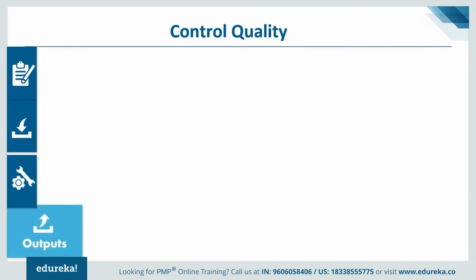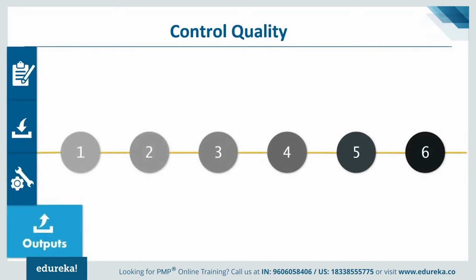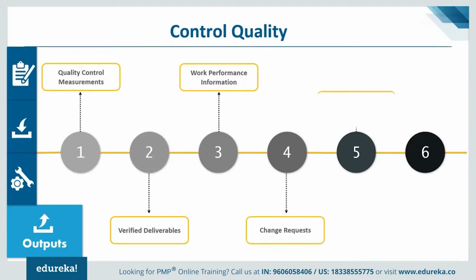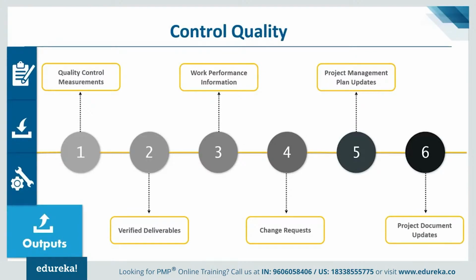Let's move on to the outcomes. What do we expect by the end of this? We certainly expect quality control measurements, so we ensure that we've got the quality control measurements in place. We have verified deliverables. Whatever deliverables are committed at that phase or at that point in time on the project, we have verified those against the requirements given by the customers. Work performance information in itself, how are we performing against the plan? Change requests, and the project management plan would get updated as a result of that, including the project documents. So this is what we can expect in the form of outcomes. So this covers the control quality aspects as well.